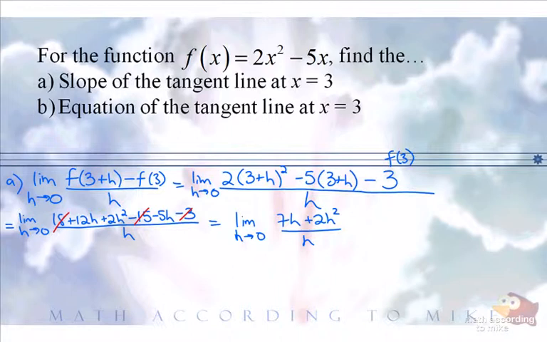Since I'm running out of room here, I'm going to skip the step where I factor out the h. That's what you should be doing next. So after you factored out that h and the h's would cancel, what would you be left with? So as h goes to 0, what does 7 plus 2h go towards? 7. Awesome.